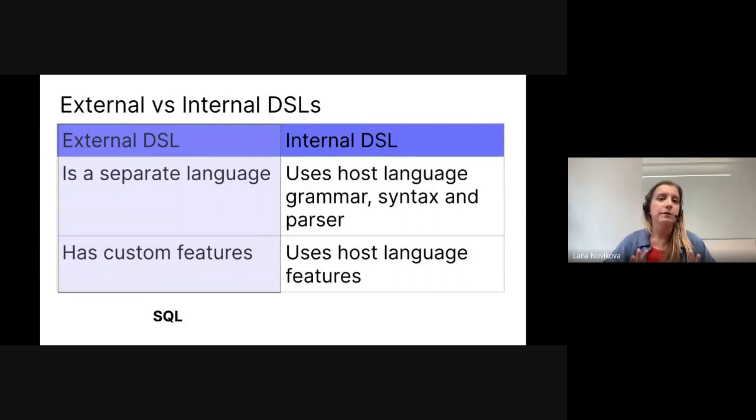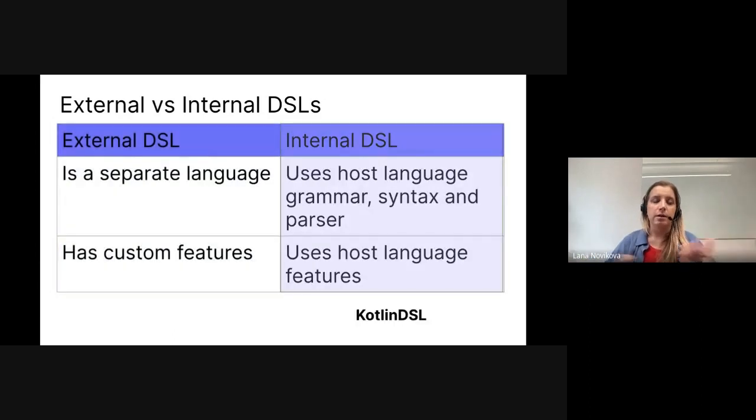But an alternative approach is when you mix the DSL code and a general purpose language. Internal DSLs are leaning onto the host language. It uses its grammar, syntax, and parser, and it uses host language features. The term internal DSL is used to describe such scenarios. So the Kotlin DSL is an example of an internal DSL.